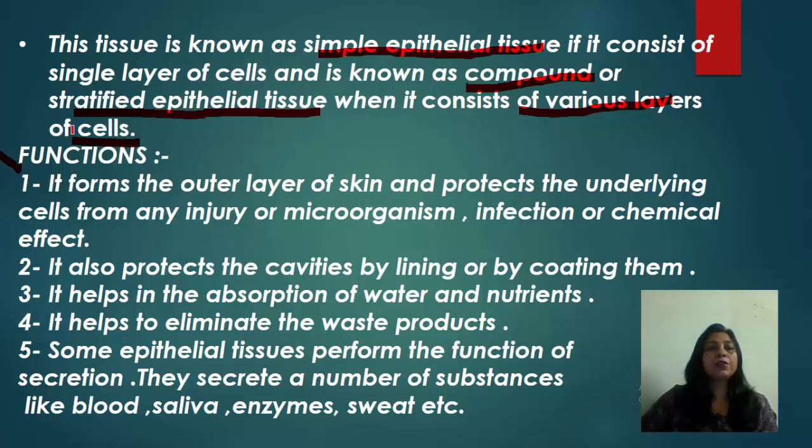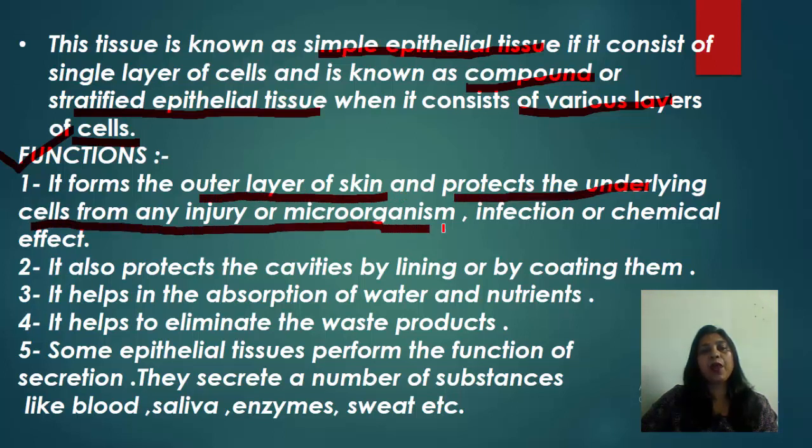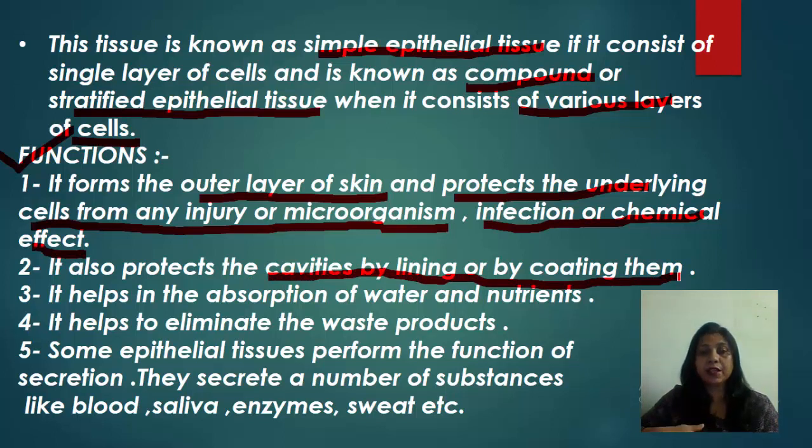So what are the functions of the epithelial tissue? As we know, it forms the outer layer of skin and it protects the underlying cells from any injury, microorganism infection or chemical effect. Okay, so its main function is protective. It also protects the cavities by lining or coating them. What are the cavities? Means the cavities which are present inside our body or the body of an animal.